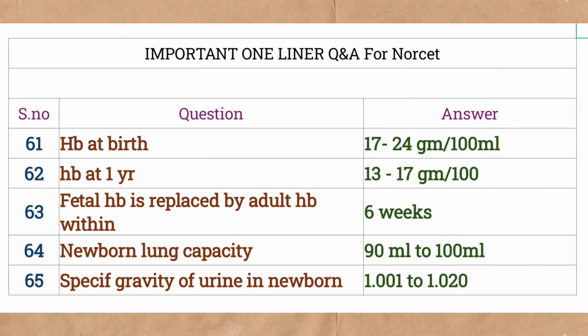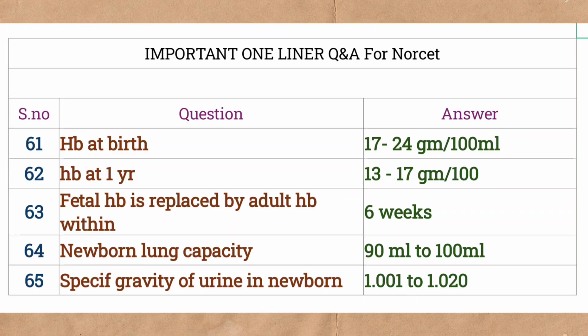61. Hb at birth: 17-24 gm/100 ml. 62. Hb at 1 year: 13 to 17 gm/100 ml. 63. Fetal Hb is replaced by adult Hb within 6 weeks. 64. Newborn lung capacity: 90 milliliters to 100 milliliters.